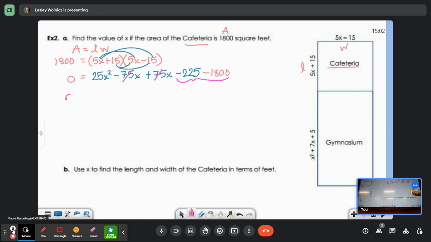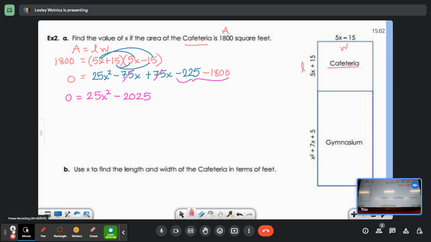Now I have 0 equals 25x squared minus, oh geez, 2025. Okay, thank you. You saved me. Okay, any thoughts?